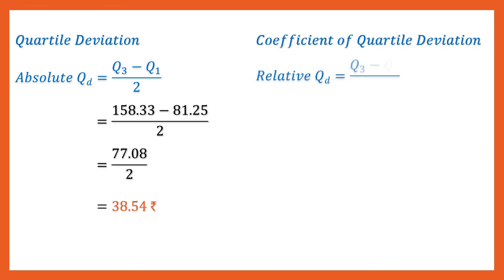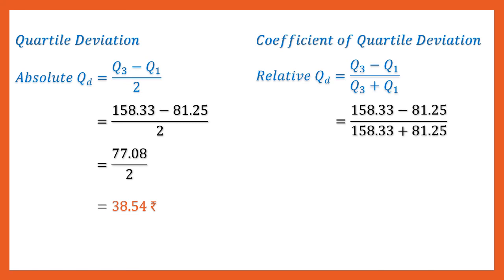So relative QD will be Q3 minus Q1 upon Q3 plus Q1. That is 158.33 minus 81.25 divided by 158.33 plus 81.25. And when you simplify the numerator and denominator, you get 77.08 divided by 239.58. And when you divide them, you get 0.3217. And simplifying it will get you the answer 0.32. So the quartile deviation for the given distribution or the given data is 38.54 rupees, and coefficient of quartile deviation is 0.32. We don't need anything extra right now. In the future we will learn how to interpret this kind of situations, but that's for the future.